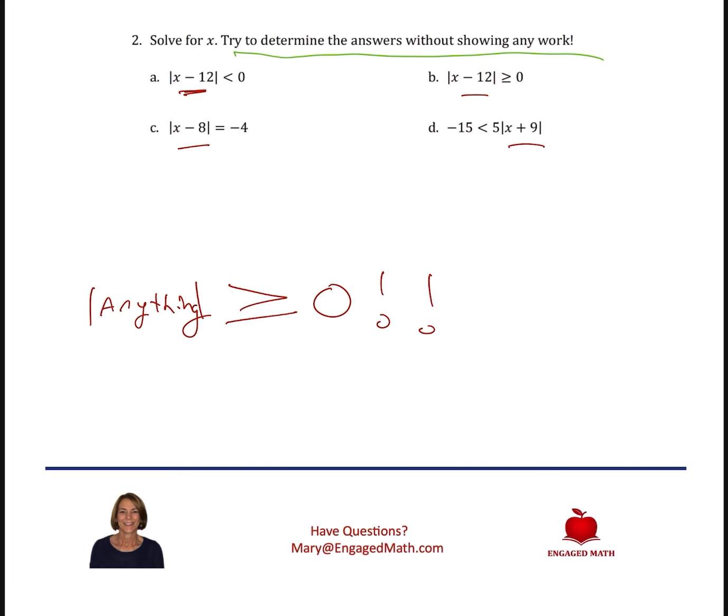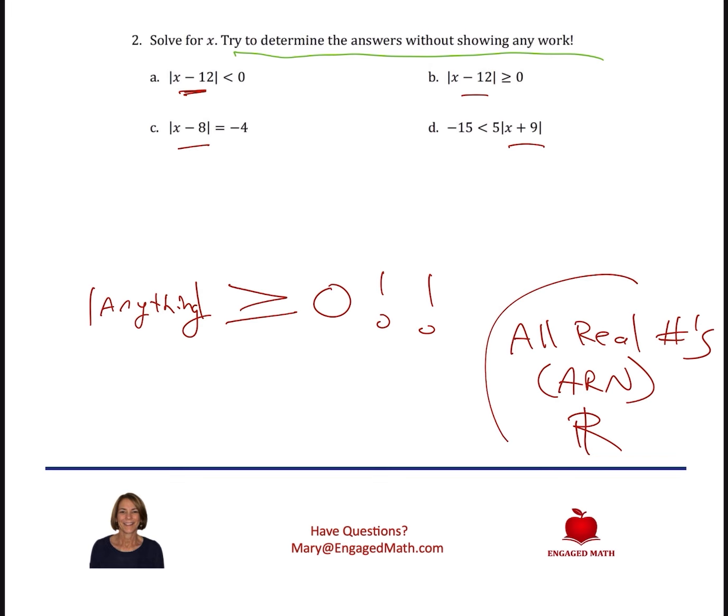So some of these answers for A, B, C, and D are going to be all real numbers, meaning that any number in our real number system will work. Sometimes abbreviated all real numbers, ARN. Sometimes teachers will do this R with the double line, meaning all real numbers. But any of these represent that any value of x would make that inequality or equation true.